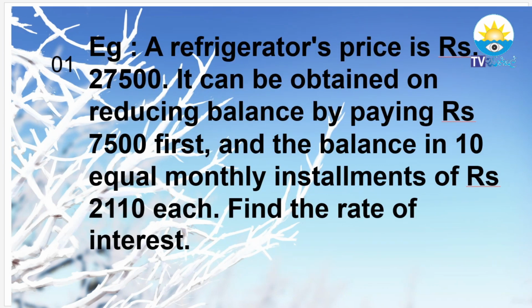Right, example 1. A refrigerator's price is 27,500 rupees. It can be obtained on reducing balance by paying 7,500 rupees first and the balance in 10 equal monthly installments of 2,110 each. Find the rate of interest. Look at the question and compare the facts given with the information in the previous slide.